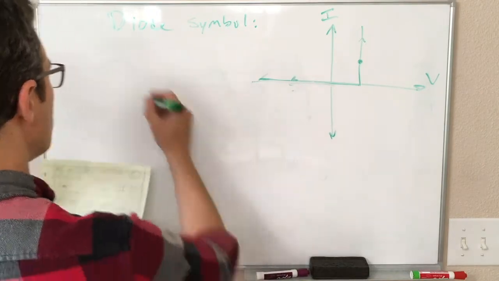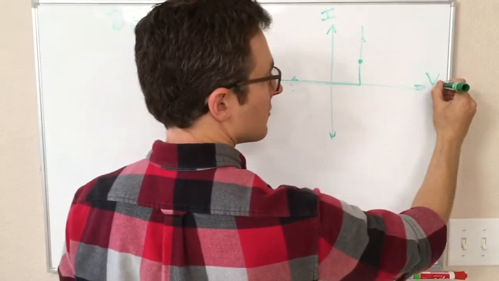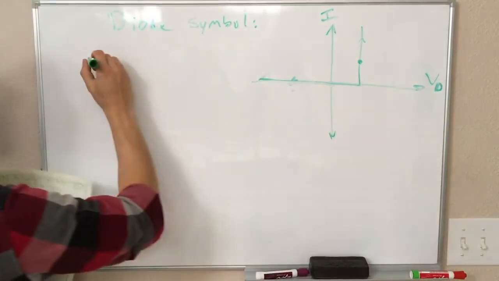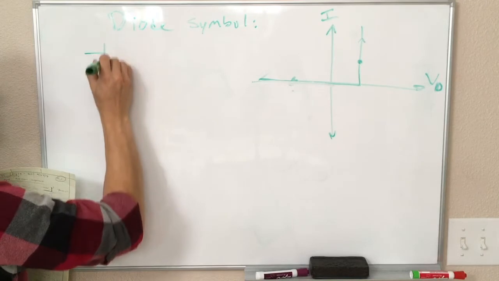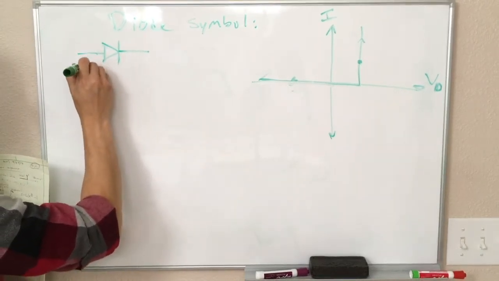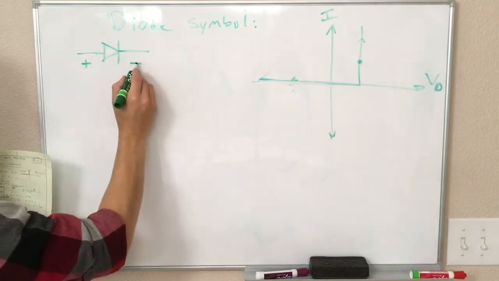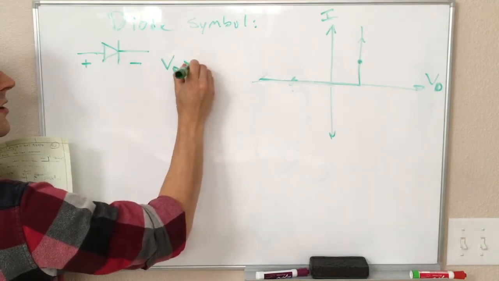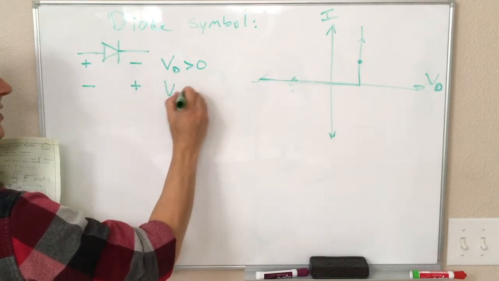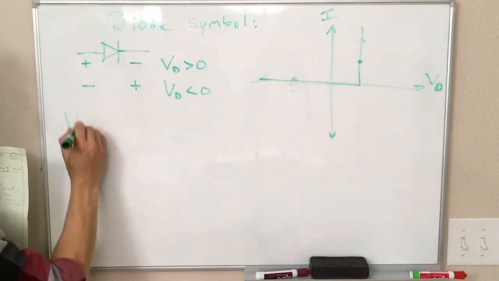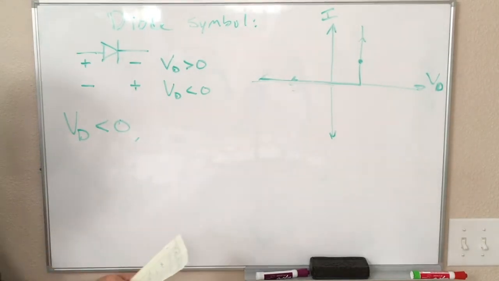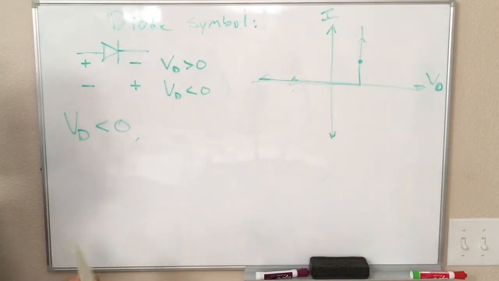So our diode voltage, let's call this V sub D. And so I guess I should try the diode again. So our diode looks like this. If this end is positive and this end is negative, this is VD greater than 0. If this end is negative and this end is positive, this is VD less than 0. Okay, so if VD is less than 0, that is reverse biased.